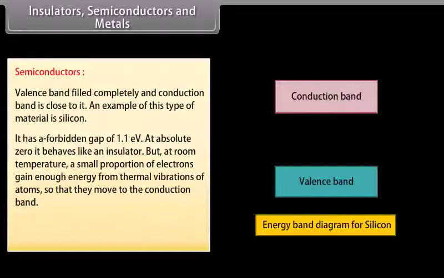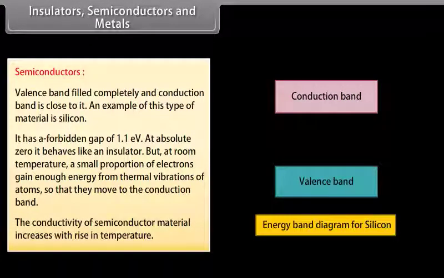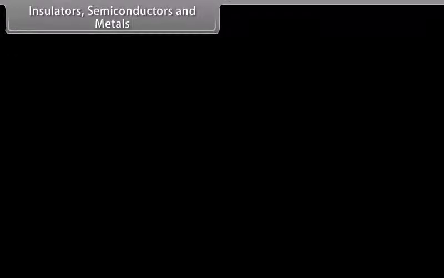But at room temperature, a small proportion of electrons gain enough energy from thermal vibrations of atoms so that they move to the conduction band. The conductivity of semiconductor material increases with a rise in temperature.